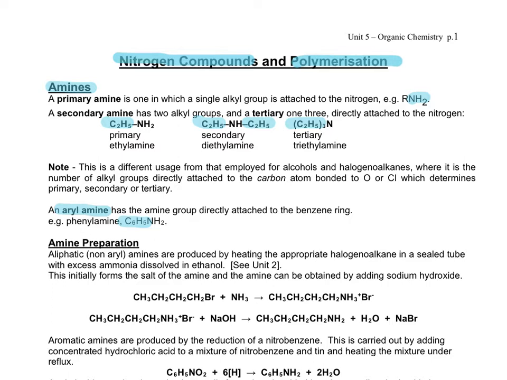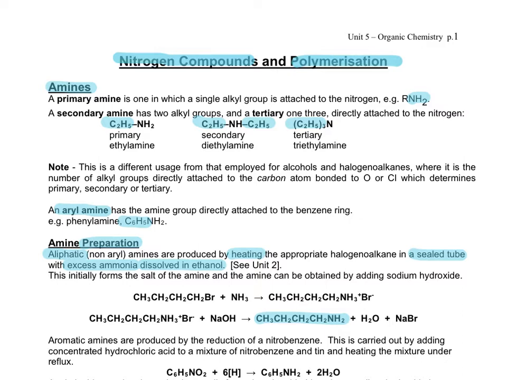You need to know how to prepare these amines, so the reactions that are used to create them. If we want an aliphatic amine, so a non-aromatic one, just a straight chain one like this one here, then you need to produce this by heating. So one of the conditions is heating. It needs to be in a sealed tube, another condition for this reaction. And the reactant that you need is excess ammonia, but it actually needs to be dissolved in ethanol. So in terms of your reaction conditions, remember those things.